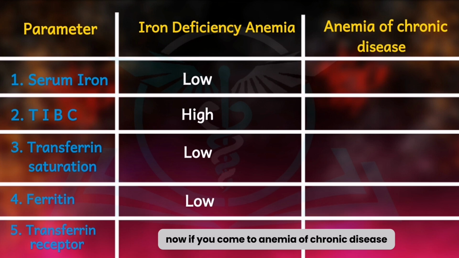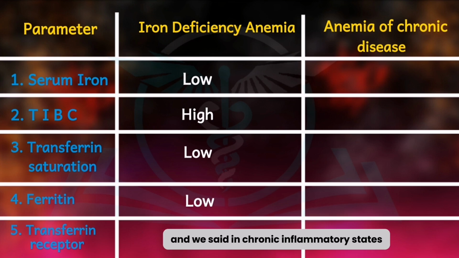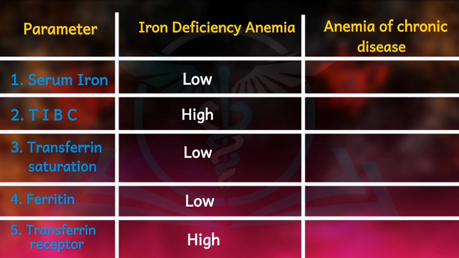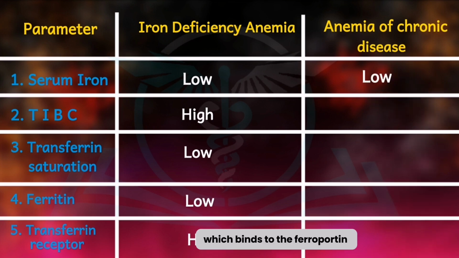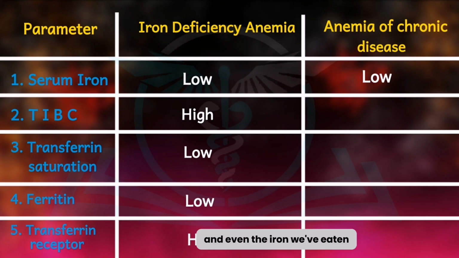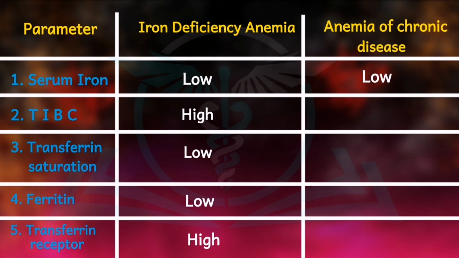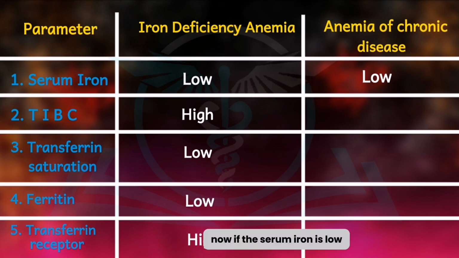Now, if you come to anemia of chronic disease, remember that it is a chronic inflammatory state. And we said in chronic inflammatory states, the liver produces hepcidin, which binds to the ferroportin, inhibiting iron transfer into the circulation. So those cells which have stored iron as ferritin want to release iron into circulation, but their ferroportins are blocked. And even the iron we've eaten, the small intestines, their ferroportins are blocked. So you would expect that the serum iron here will be low.